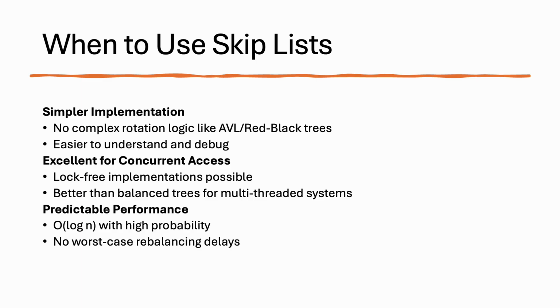Third, they offer predictable performance. You get O(log n) with high probability, without the rebalancing delays that can occur with balanced trees. Finally, they're efficient for range queries because the data is naturally ordered at level 0.